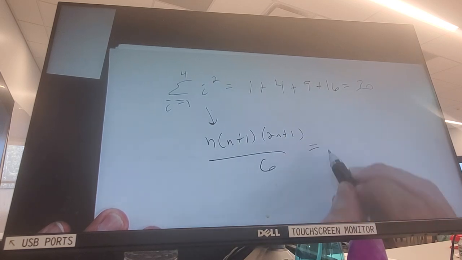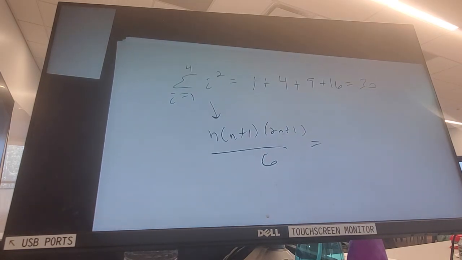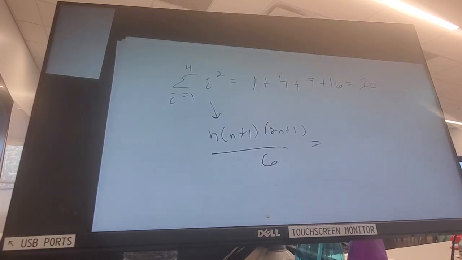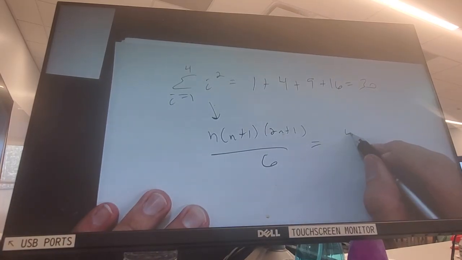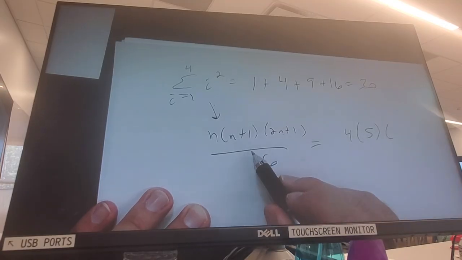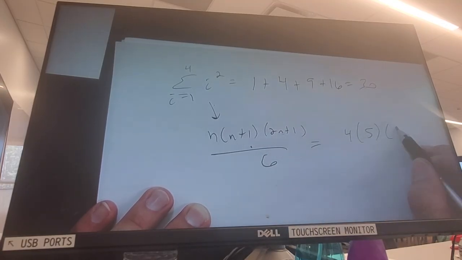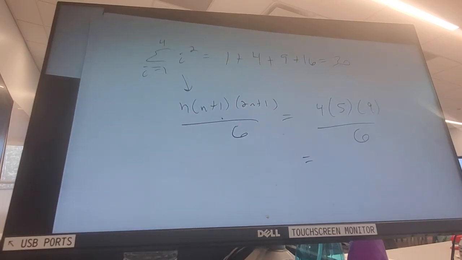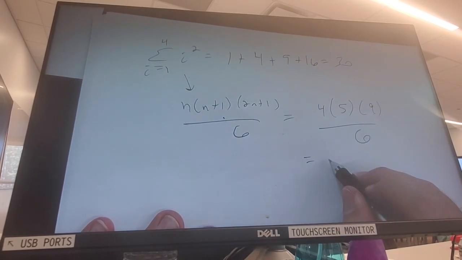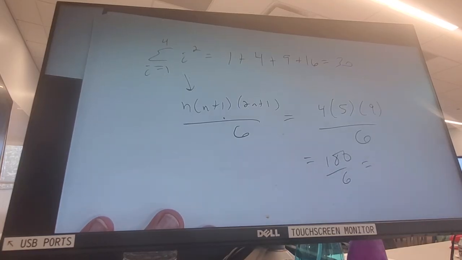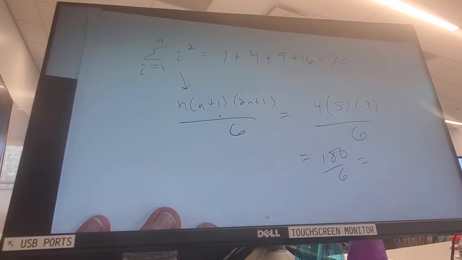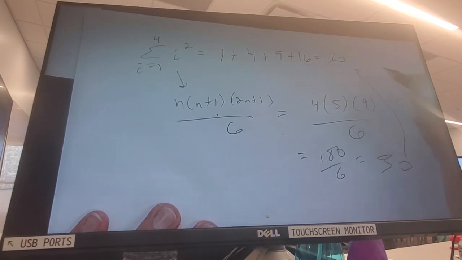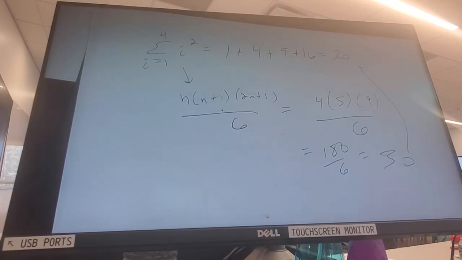Now, if I use the rule, it says this is n times n plus 1 times 2n plus 1 divided by 6. What is n in this sum? What's taking the place of n? 4. So n is 4. So 4 times 5, you with me? Times 9 divided by 6. Let's see, that would be 180 divided by 6, which is 30. Same thing.